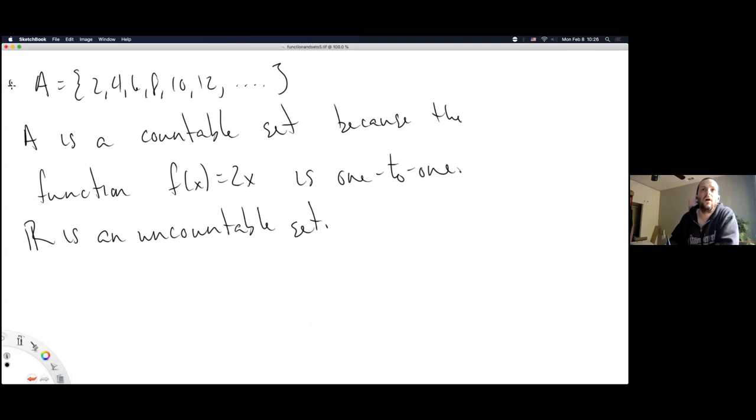Here's my next example. R is an uncountable set. The real numbers are an infinitely large set, so much so that there is no way to find a one-to-one function between the set of real numbers and the natural numbers. Now, there are formal proofs of this, but I'm going to give you just a flavor, just a general understanding of how the proof might look. And then I'm going to skip all the details, because this class does not need to get into the nitty-gritty of proofs about the cardinality of sets.